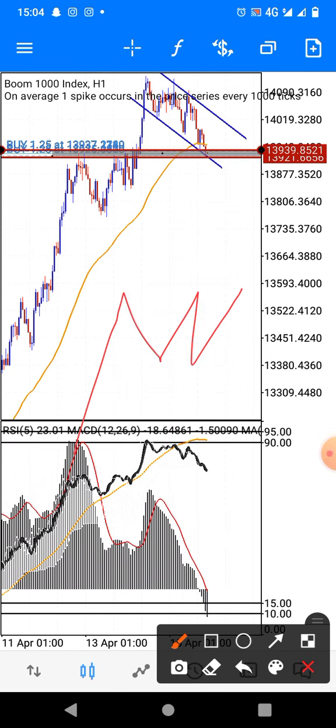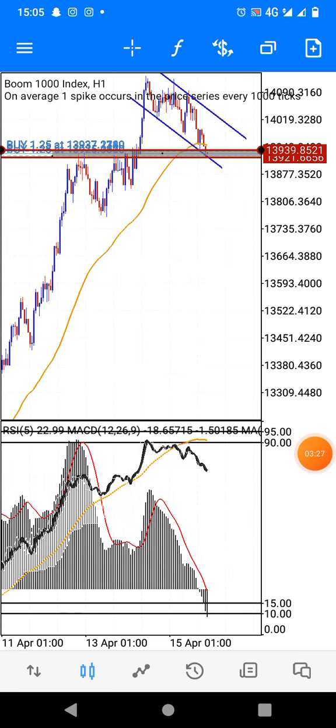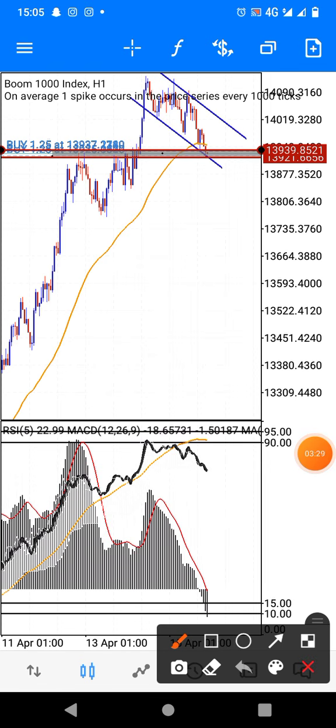Let me just clear that. Please just pardon me. I just want to increase the size. How do I set that to increase it? Okay, let me just use it anyway.